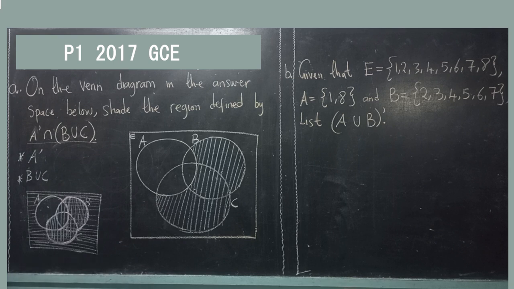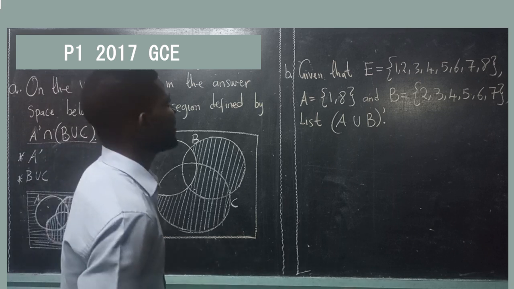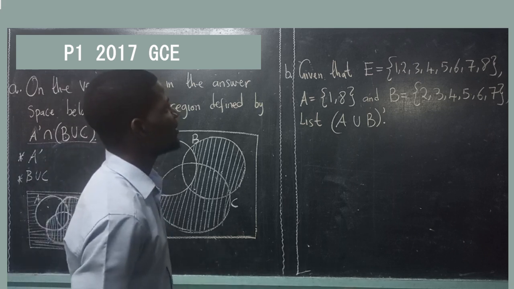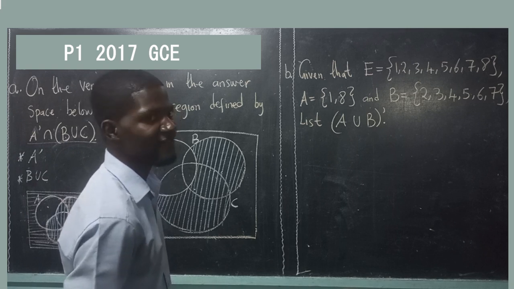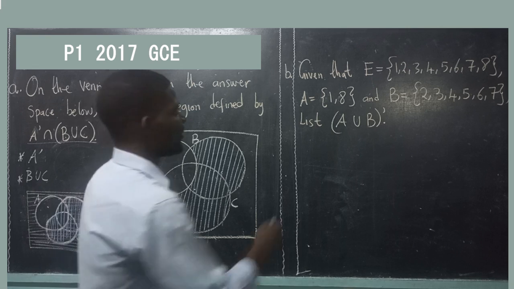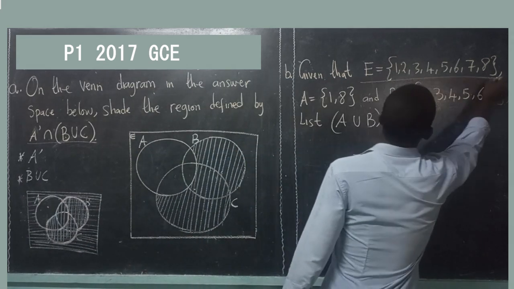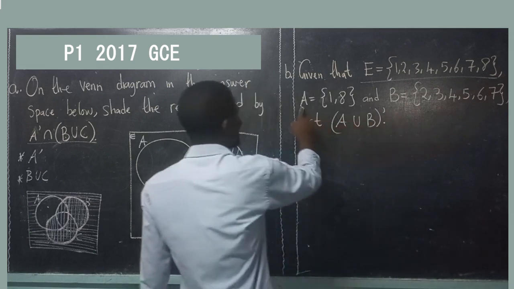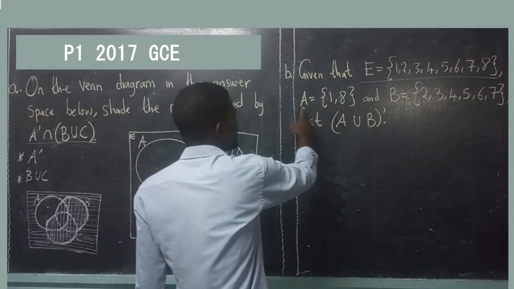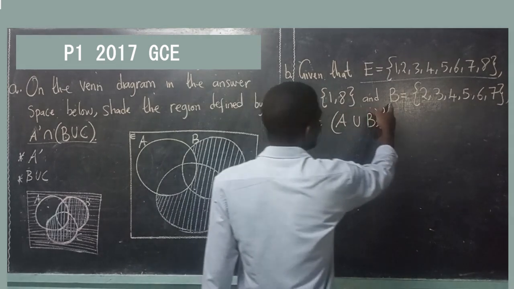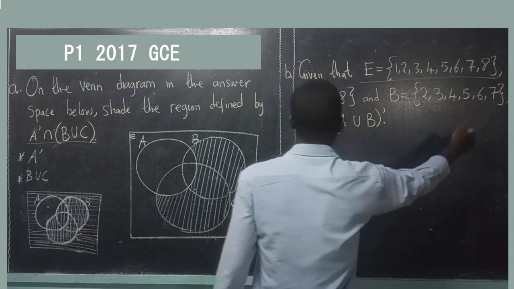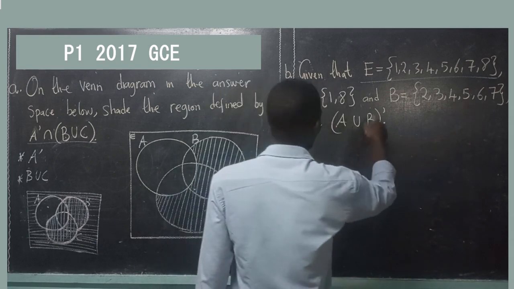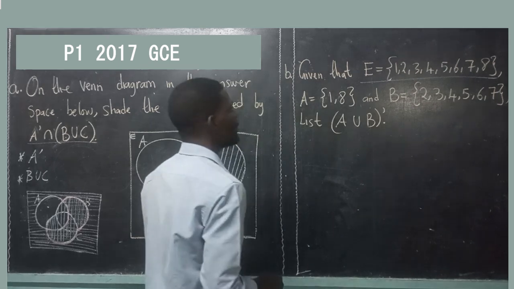Having done that, let's move on to our second question. The second question says, given that E is equal to 1, 2, 3, 4, 5, 6, 7, and 8. This is the universal set. And then we have our set A. Set A is 1, 8. And our B is equal to 2, 3, 4, 5, 6, and 7. List A union B complement.